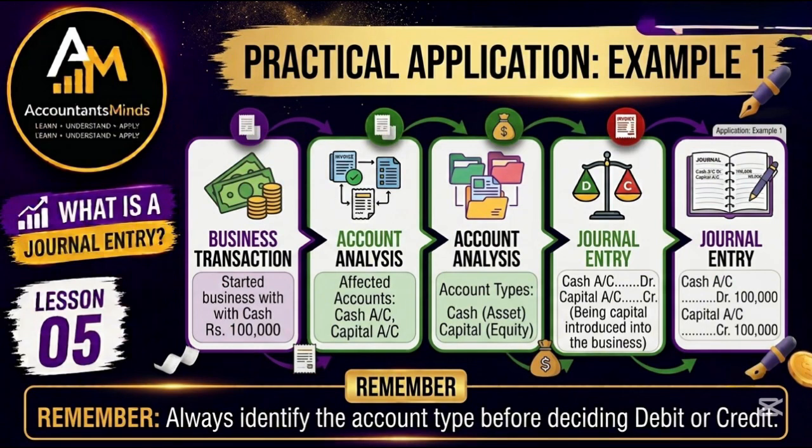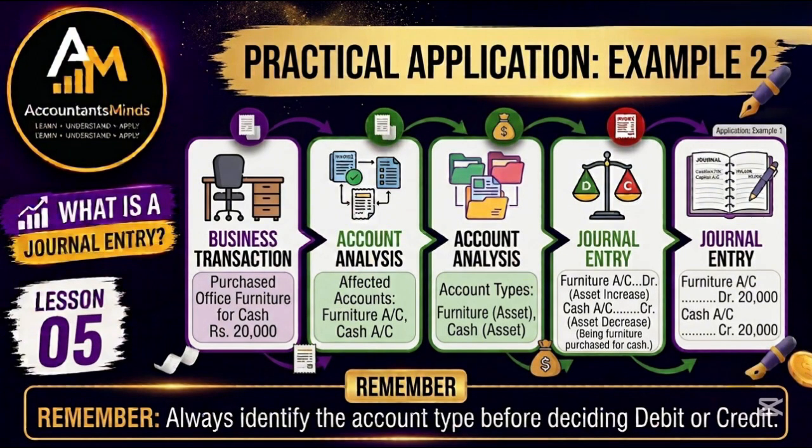Let's practice with some simple examples. Example 1. The owner starts the business with 100,000 rupees in cash. Which accounts are affected? Cash and capital. Cash is an asset. Assets increase with debit. Therefore, debit cash. Capital is owner's equity. Owner's equity increases with credit. Therefore, credit capital.